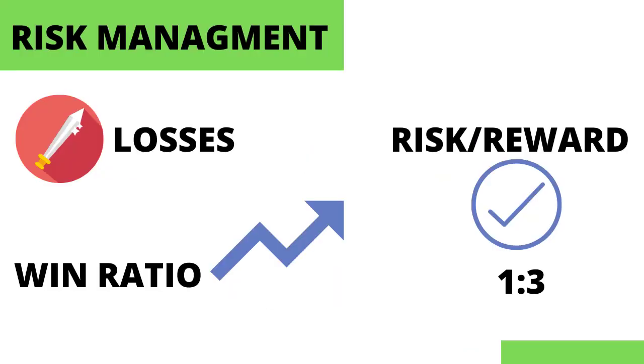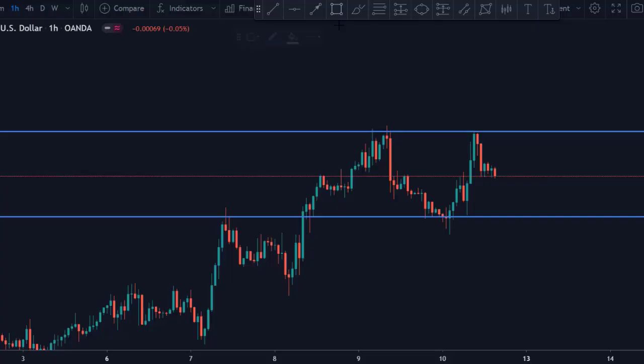Risk management. It is so important because it is actually one of the things that determine your success. You have to cut off your losses and potentially increase your win ratio just by following a good risk reward. I personally recommend you to use a 1 to 3 risk reward. This means that if you only win 3 times out of 10 times, you will make money.